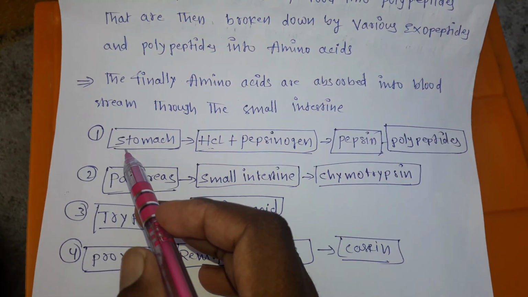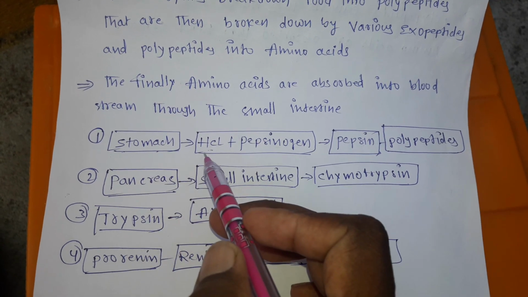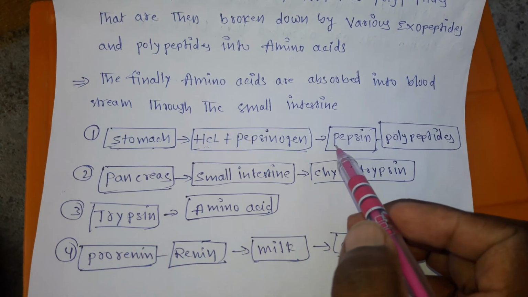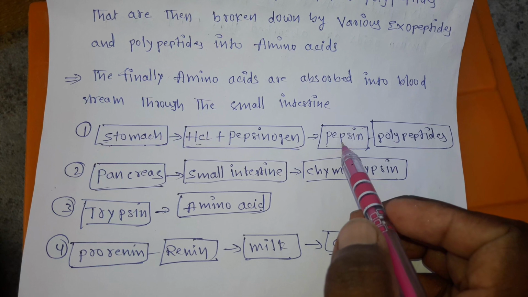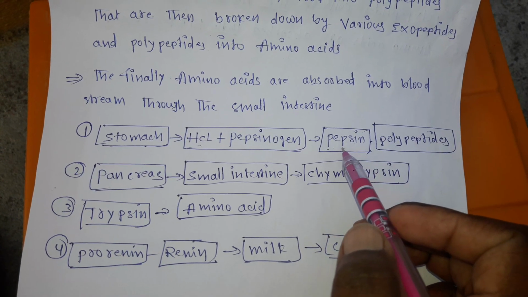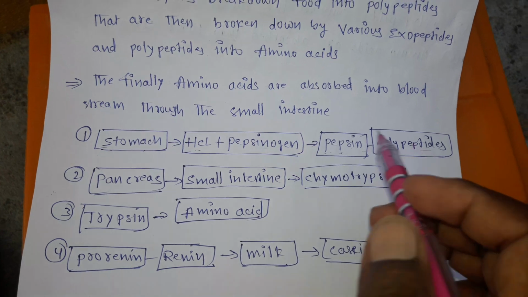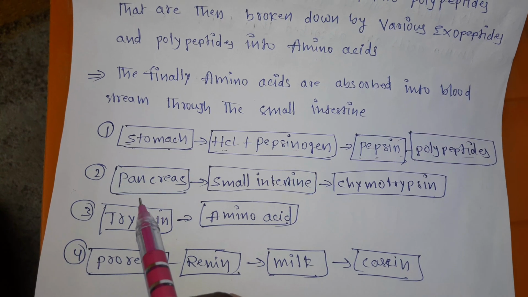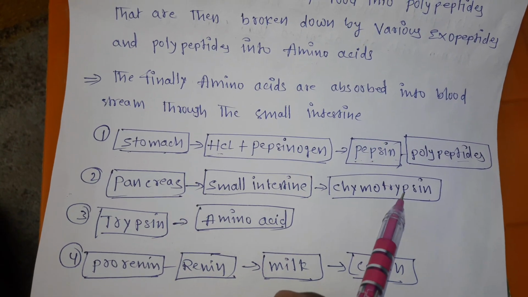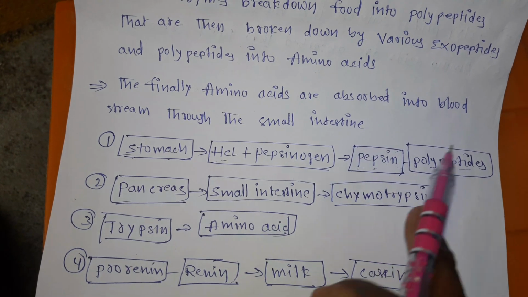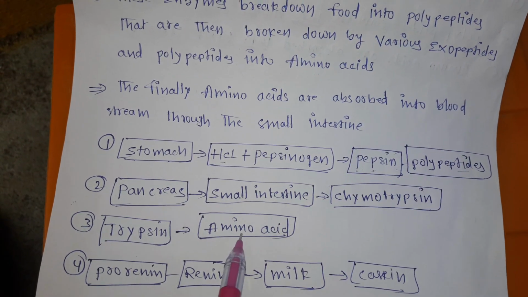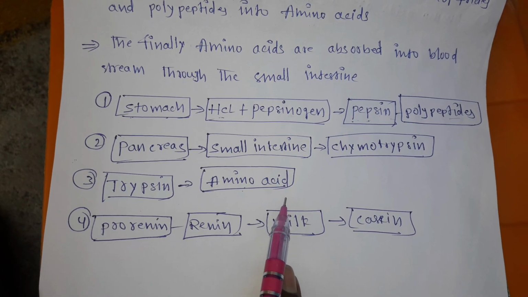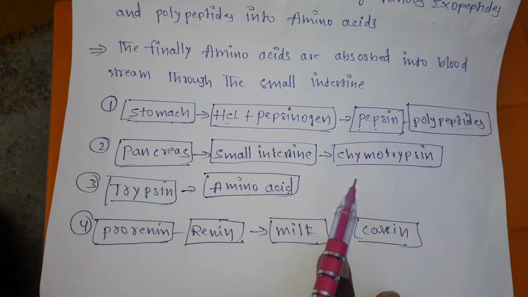Again I am repeating. It starts in the stomach with hydrochloric acid and pepsinogen. Pepsinogen becomes active with the hydrochloric acid and works as pepsin. The food material is cut into small polypeptides, and after that it moves to the small intestine called the duodenum, and the pancreas releases chymotrypsin and trypsin. The polypeptides convert into amino acids. Those amino acids mix into the bloodstream through the microvilli present in the small intestine. It's very simple.